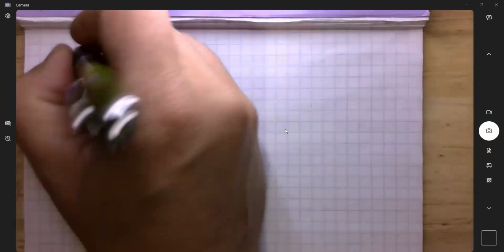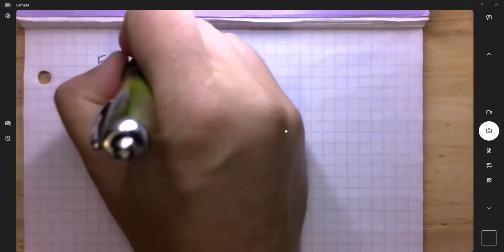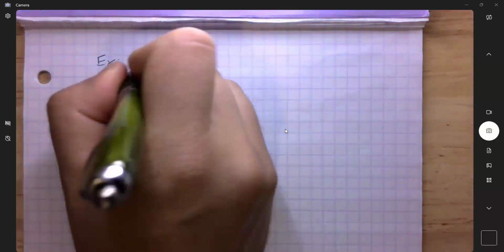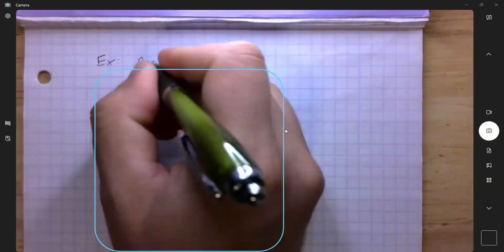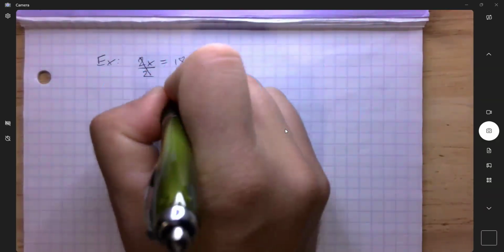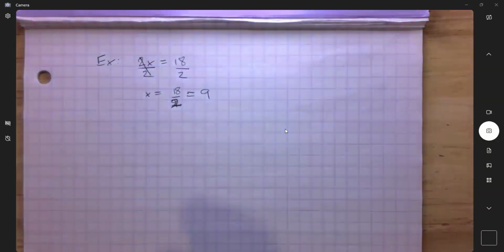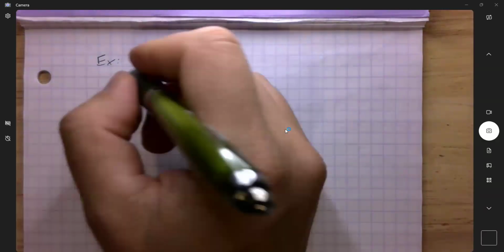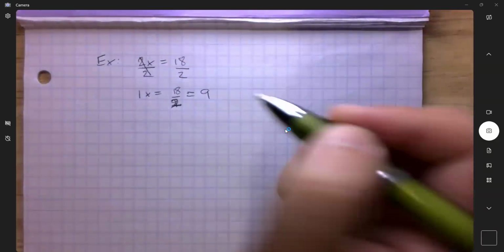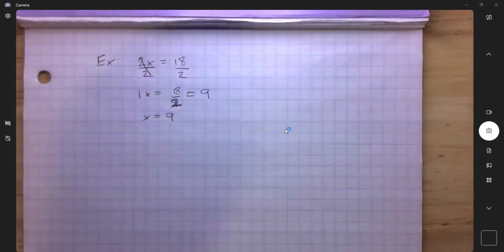And here's how we could use it. If I have 2x equals 18, any number divided by itself is 1. So if I divide the 2x by the 2, that's going to cancel and gives me x equals 18 over 2, which is 9. x can be written as 1x, and when we have 1x, we just write it by itself. x equals 9.